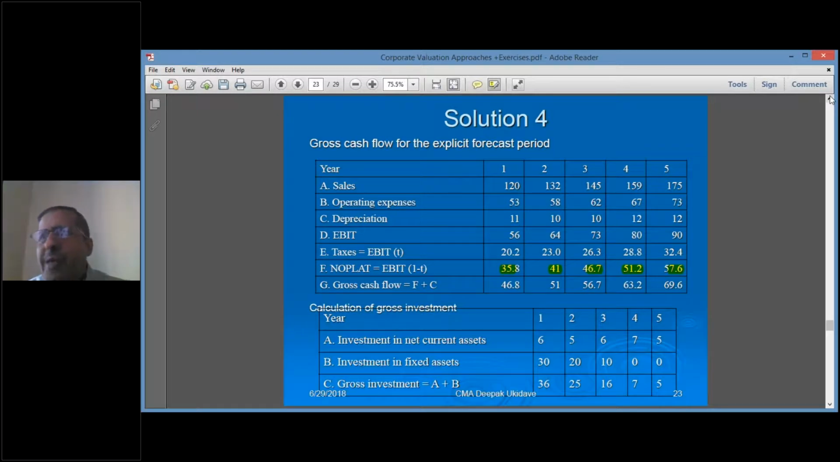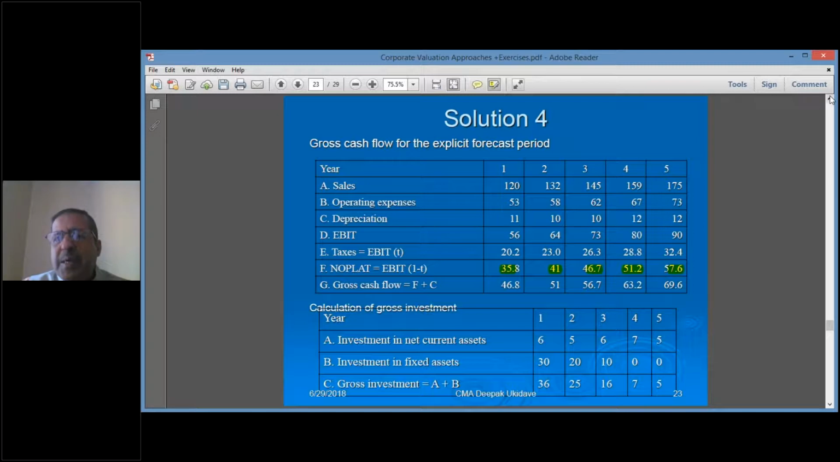Right, 1 2 3 4 5. It could be 5 years, it could be 8 years, 10 years. That is the forecast period. Explicit forecast period कितने सालों का होगा मालूम नहीं. Explicit forecast period we don't know for how long it will be. But you write 1 2 3 4 5. Yeah, 5 years. Then you write sales minus operating expense.